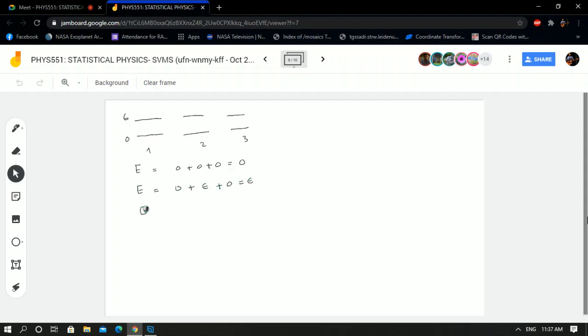Or you have a situation where 2 particles are excited, then I have 2 epsilon. Now this situation can happen in 3 different ways, because I can have 0 epsilon 0, or epsilon 0 0, or 0 0 epsilon. So I have 3 states, and this can happen in 3 ways. If all of them are in the excited state, then I have an energy of 3 times epsilon.